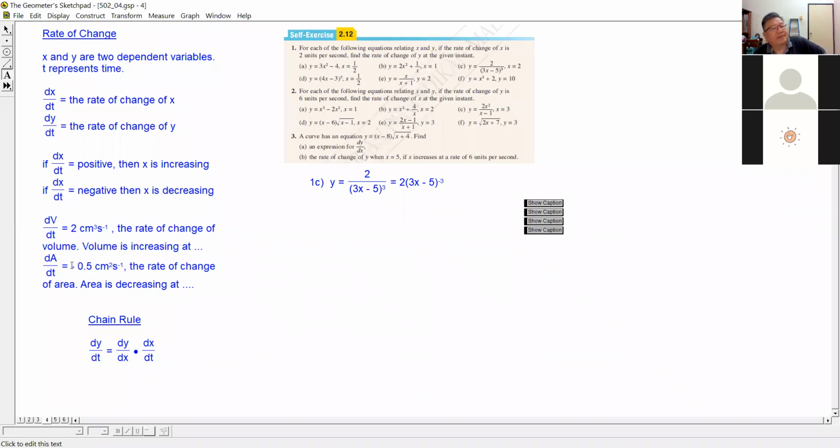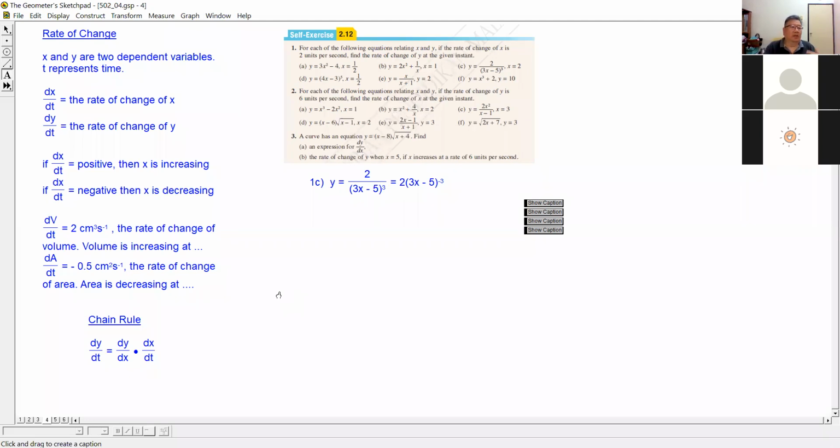Then I look at the number part, -5 square centimeter per second. What does the negative mean? Negative means decreasing. So the area is decreasing. How much is the area decreasing? 5 square centimeter in 1 second.